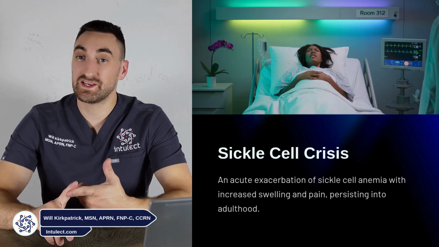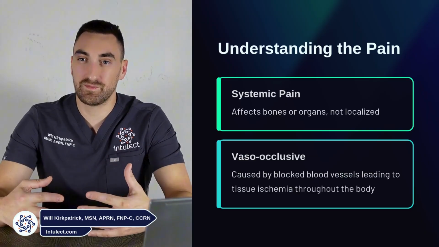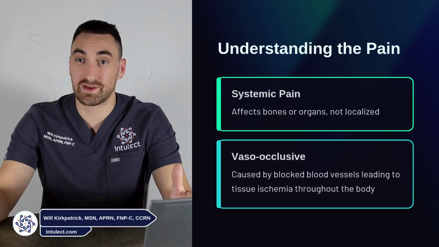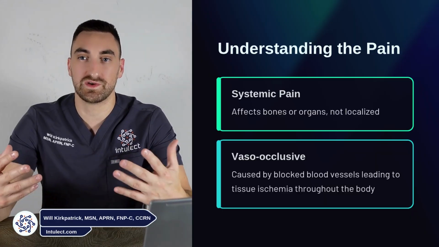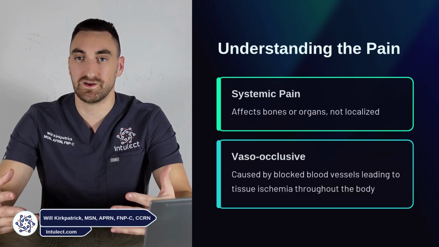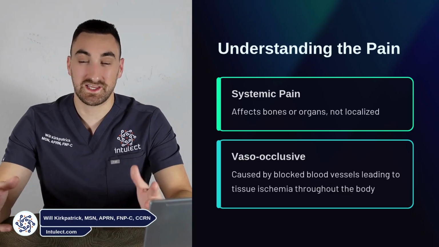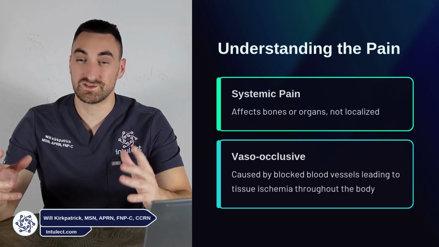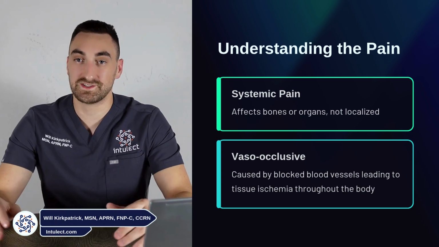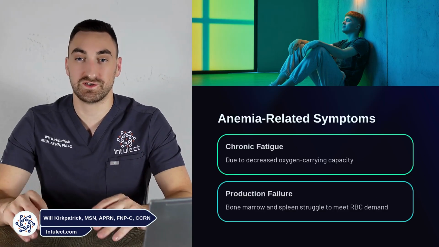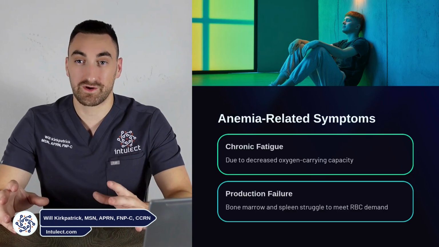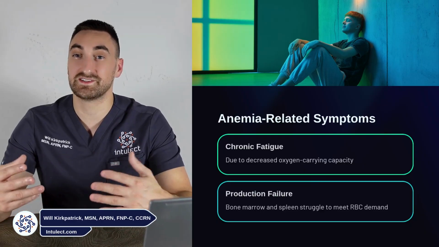You're gonna have increased pain. Usually it's bone pain or organ pain, so it can be systemic throughout the entire body. It's not usually localized in sickle cell anemia. And the reason why the pain is systemic is because it becomes a vaso-occlusive issue throughout the entire body. So there is decreased perfusion to the tissues and to the organs, causing increased pain because of that ischemia.